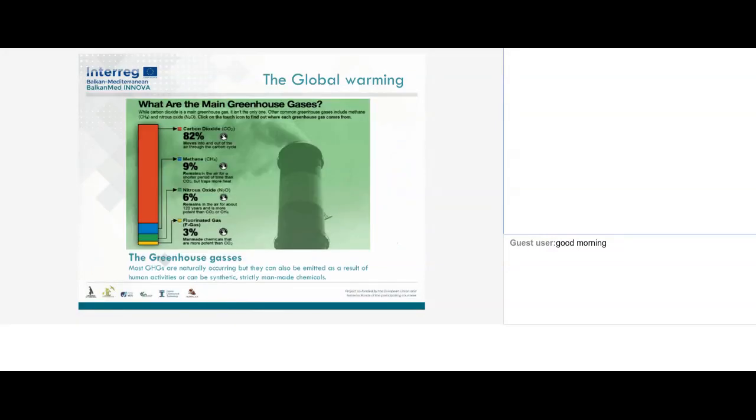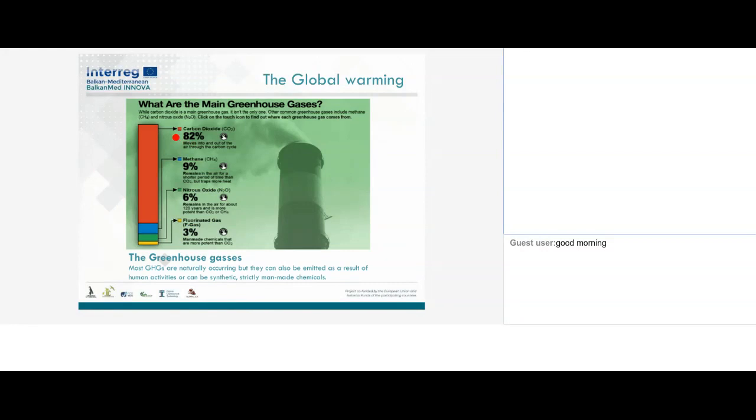What are these greenhouse gases? Most of the greenhouse gases are naturally occurring, but they are also emitted as a result of industrial processes and other human activities. Other greenhouse gases are synthetic. They are strictly man-made chemicals. They do not occur in nature and usually are present in low abundances in the atmosphere, but they are more drastic most of the time. The main greenhouse gas, the most famous, is of course CO2, carbon dioxide. It makes up 82% of the total greenhouse gas mix.